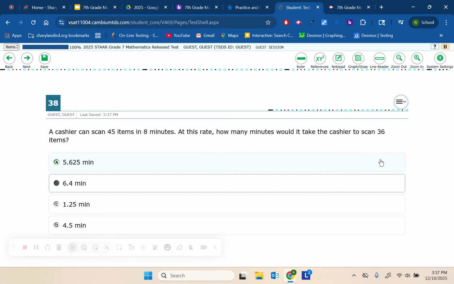Talk to your teacher about this one. And I have a feeling most of your teachers are going to say, just do the proportion. I went along the lines of, you know what, I can find that rate, right? That the slope, the rate of change is 5.625, and then use that to give me the answer to get that 36, right? So 5.625 times 6.4 is like 30 something. That's my answer. Okay.